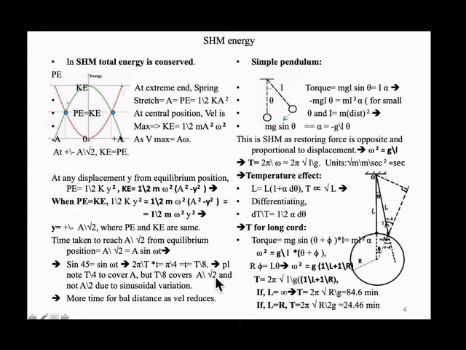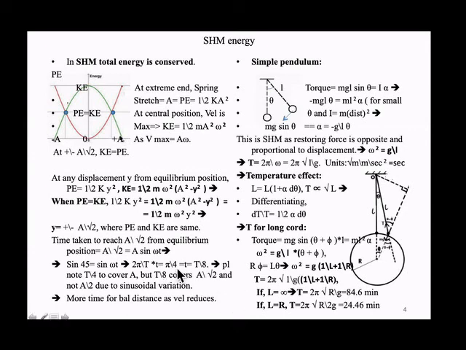Root 2 is 1.414. More length, more y it is covering in the first T by 8 because here velocities are more. At this point is maximum velocity, and as it goes down, velocity goes down. So in T by 8 time, it is not covering half, it is covering more than half. The balance portion is covered by another T by 8 time. Total is T by 4 plus T by 4. So this is the difference. It is not simply A by 2 in T by 8. It is A by root 2.